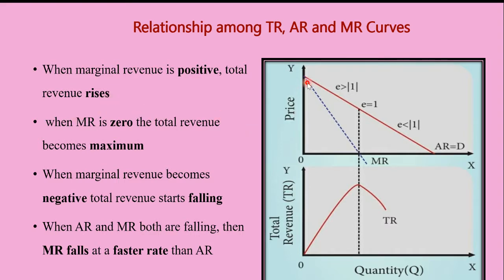Now look at this blue color curve. Till this point the marginal revenue is positive because X and Y are both positive. Beneath the x-axis is the negative quadrant. In the lower classes, you would have studied Y dash, which means it is negative. So till this point, it is positive. When the marginal revenue is positive, up to this point, the total revenue rises.